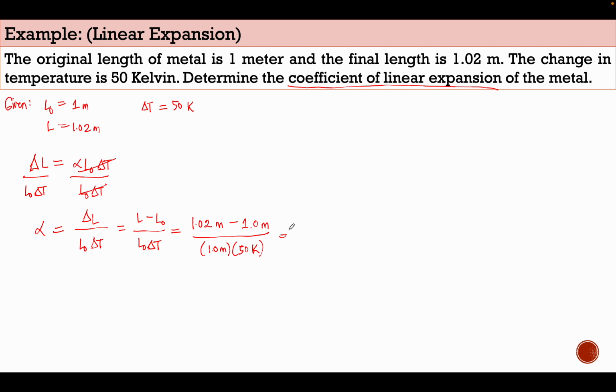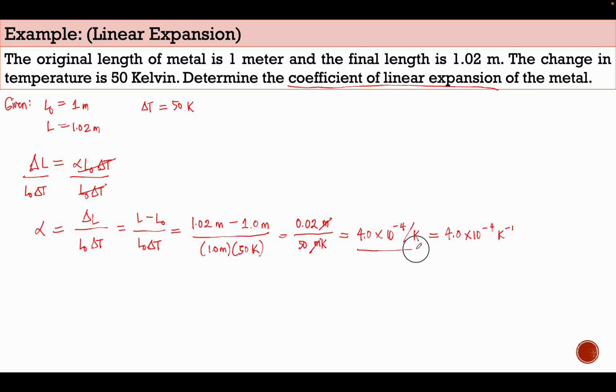So 1.02 minus 1 is 0.02 meter divided by 1 meter times 50, that's 50 meter times Kelvin. Obviously the meter unit will be cancelled out in the numerator and denominator. So we are left with Kelvin, so our unit for alpha will be 1 over Kelvin. We have 0.02 divided by 50 is equal to 4 times 10 to the power of negative 4 per Kelvin, or we can also have it as 4 times 10 to the power of negative 4 Kelvin to the negative 1. Kelvin to the negative 1 is still the same as 1 over Kelvin.